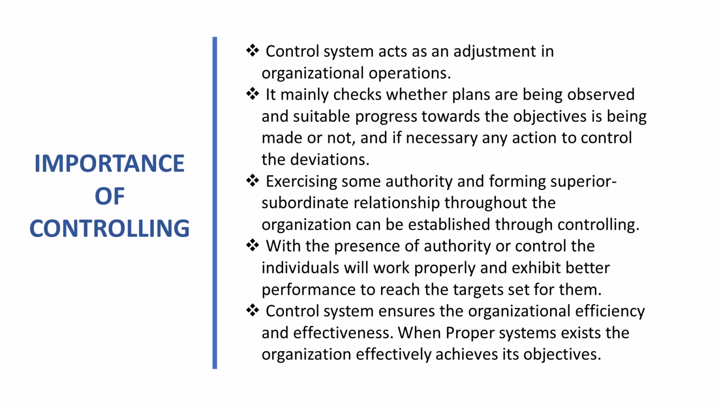Number 3, exercising some authority and forming superior-subordinate relationship throughout the organization can be established through controlling. 4th, with the presence of authority or control, the individuals will work properly and exhibit better performance to reach the targets set for them. The last one is control system ensures the organization efficiency and effectiveness. When there is a proper system, the organization effectively achieves its objectives.